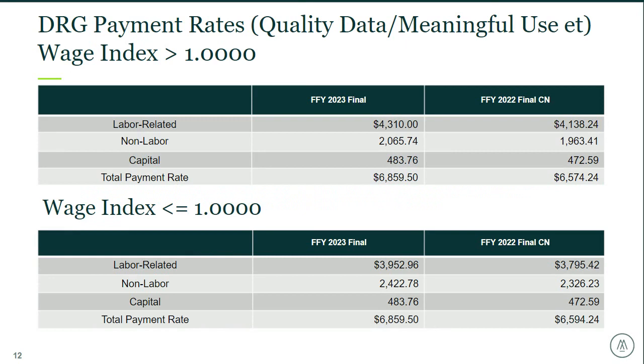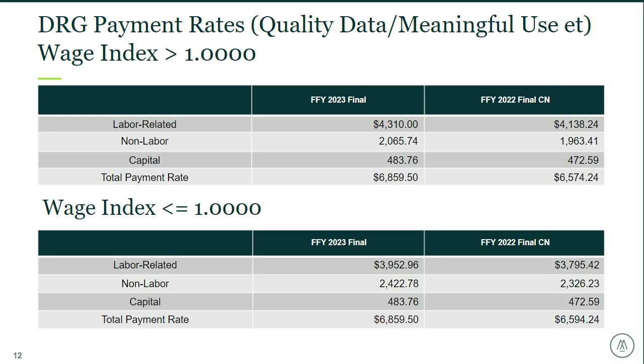This is just a slide that details the 2023 final rate as opposed to the 2022 rate, both for wage index hospital areas greater than one and less than one. And of course, the difference between the two is the percentage of the payment that's apportioned to wages, with the over one being at 67.6% and the under one being at 62%.